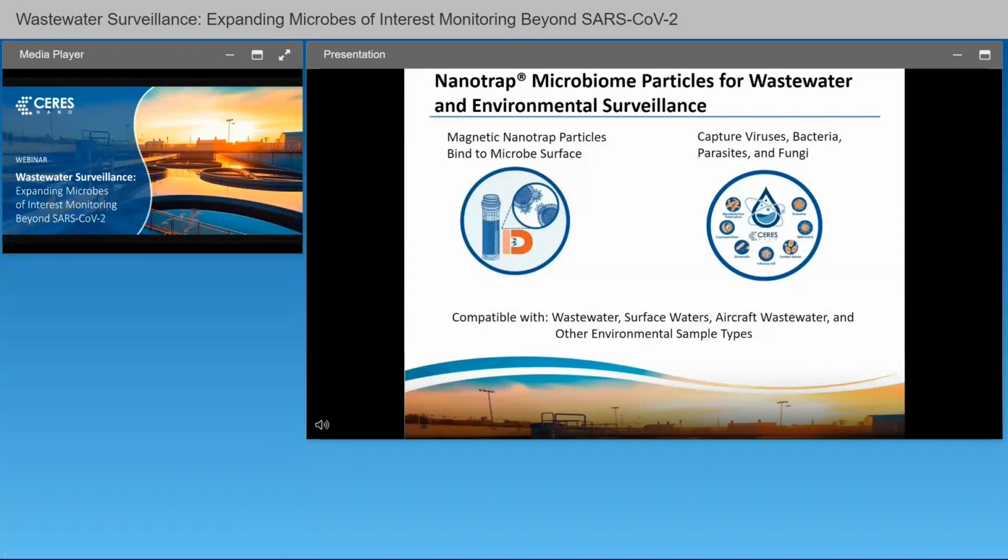Nanotrap particles can bind a variety of organisms, including viruses, bacteria, yeast, and parasites, from many different sample types, ranging from municipal or aircraft wastewater to livestock waste. In my time with Ceres, I've actually developed a few protocols for some rather adventurous sample types.